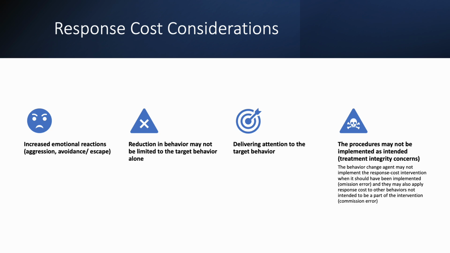This effect that I talked about, where the person misapplies a response cost procedure to other behaviors when they shouldn't have, is called a commission error. And that initial one that I talked about, where they're not implementing the intervention when they should have been implementing the intervention, that's called an omission error. So I have those two written here, and they're in your textbook also, so you can see them in the textbook as well, and they have more technical definitions for them there.